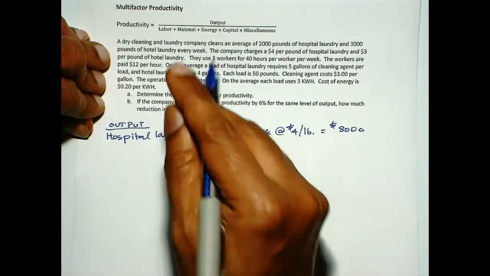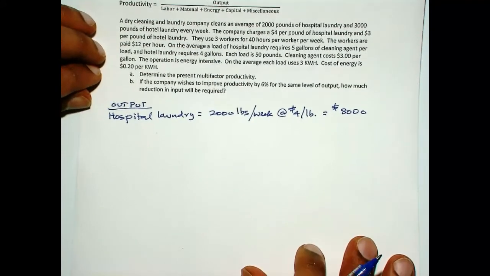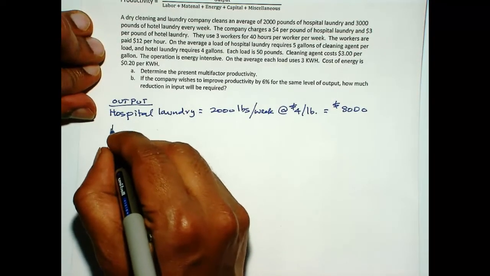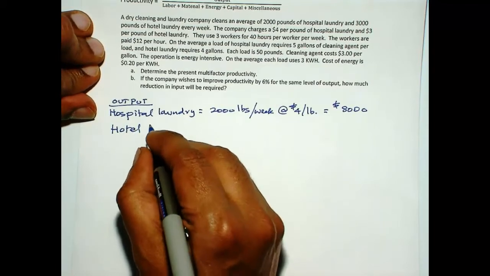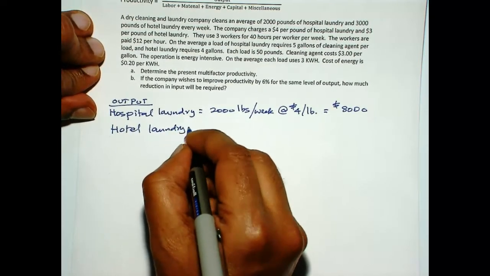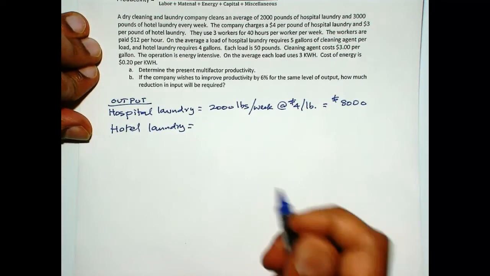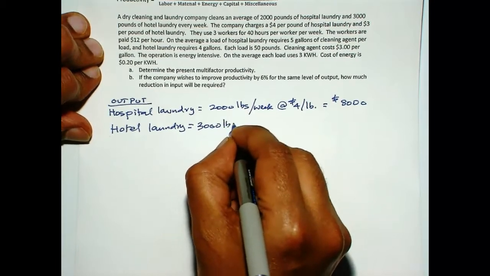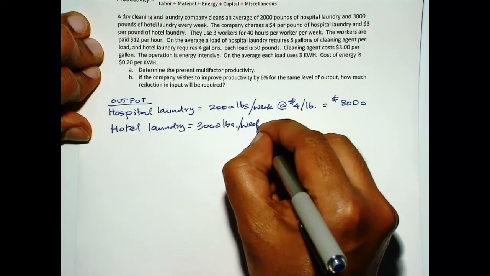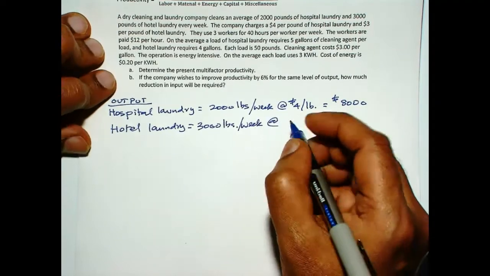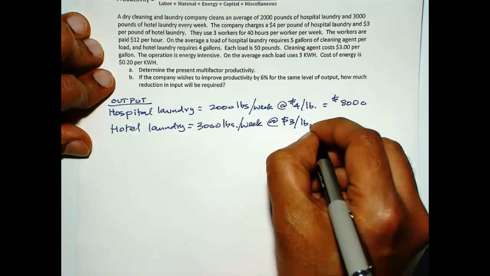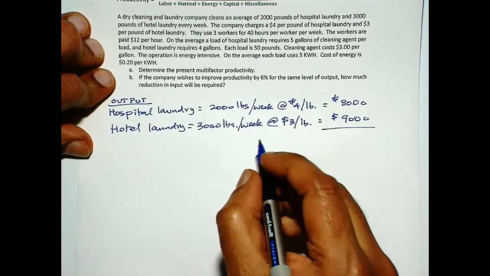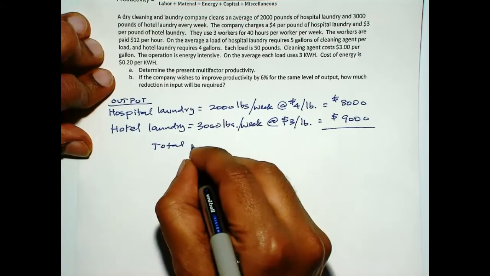Next is hotel laundry. And that is 3,000 pounds per week at $3 a pound. So this works out to $9,000 a week. So total output per week is $17,000.